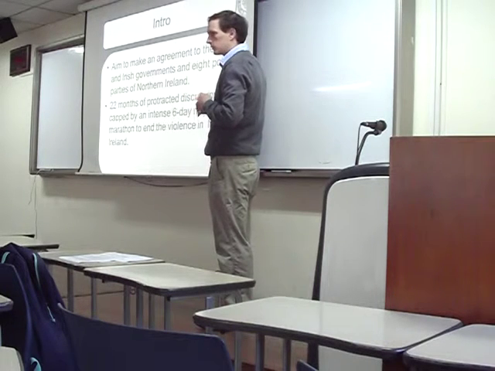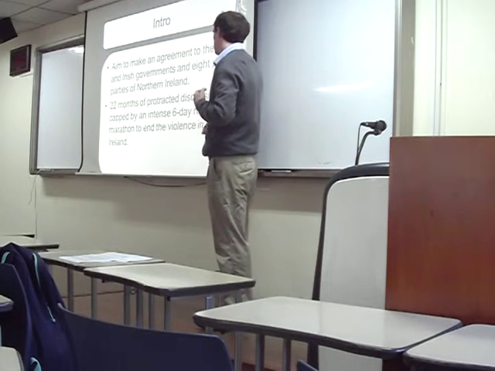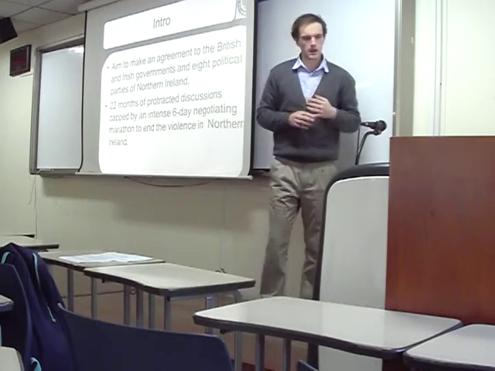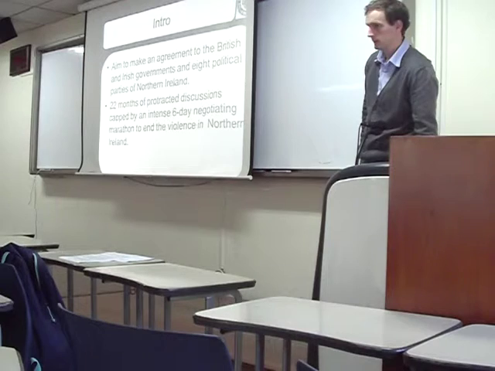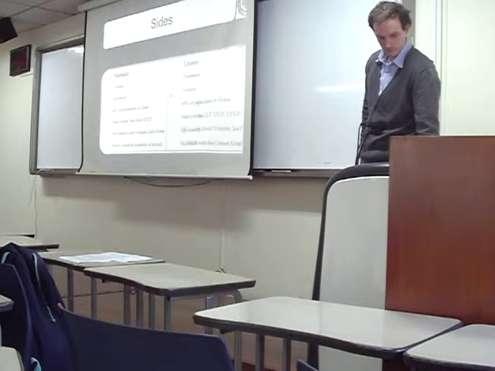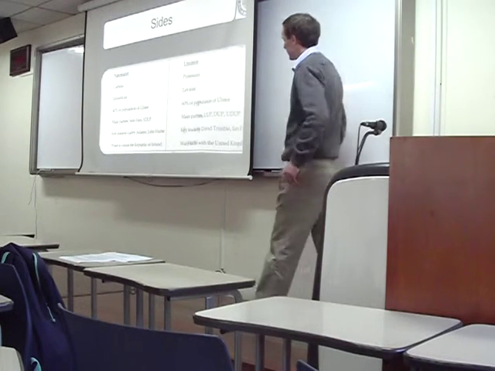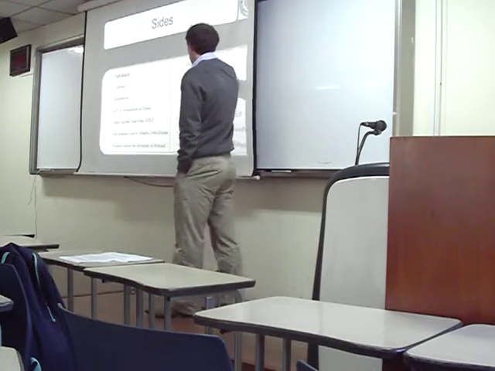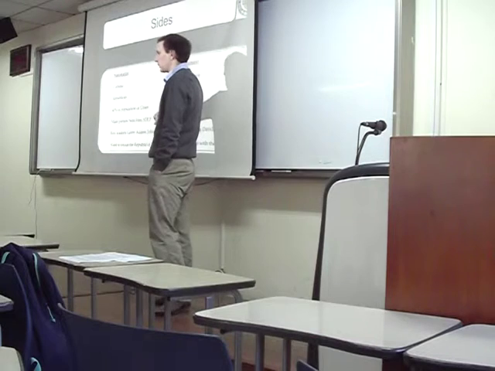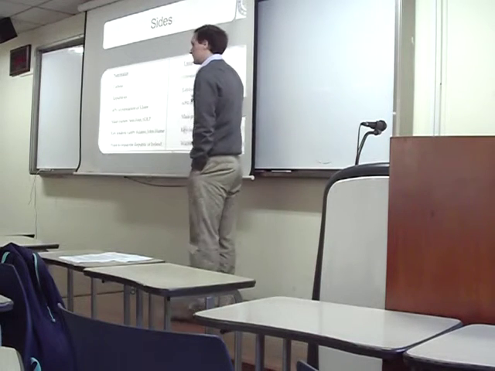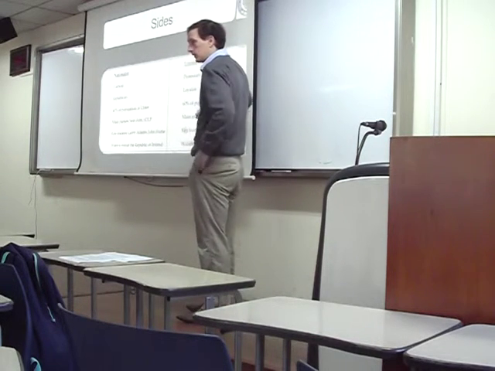This mediation took 22 months. Okay? It had a 6-day negotiating marathon to try and end the violence. You understand violence? Yes. In Northern Ireland. So here are the sides: nationalist and unionist, Catholic and Protestant, Republican and Loyalist. Catholics 40% of the population. Loyalists 60% of the population.